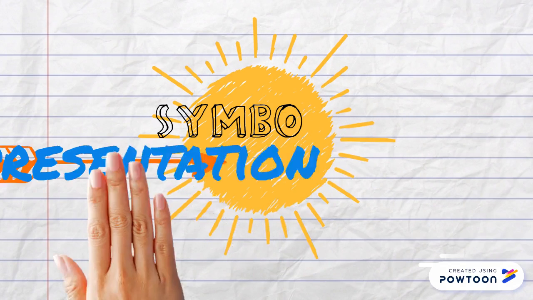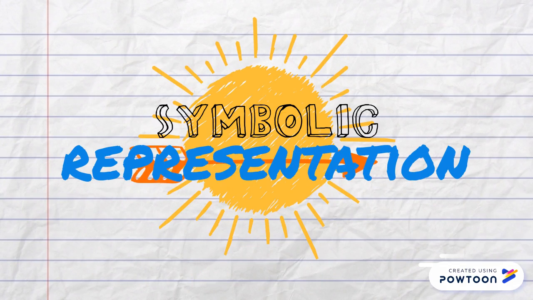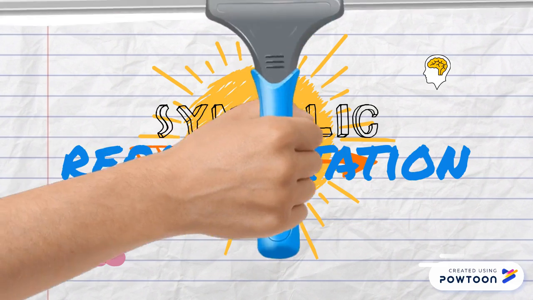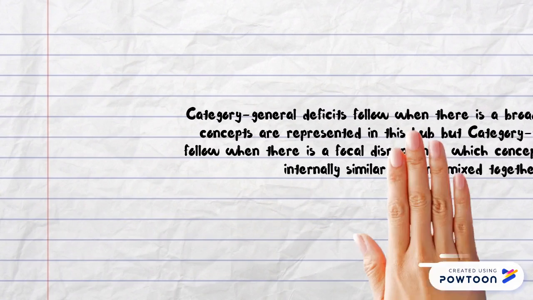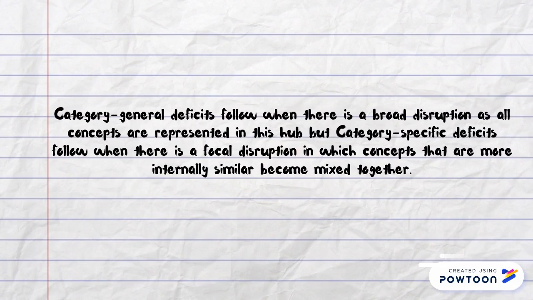Semantic Hub is tied to symbolic representation, as Semantic Hub deficits can cause category-specific deficits, and it is hypothesized that focal damage may lead to difficulty distinguishing conceptual features or symbolic concepts that are most similar to each other. Concepts, also known as symbols, develop when modality-specific distributed representations are linked together.